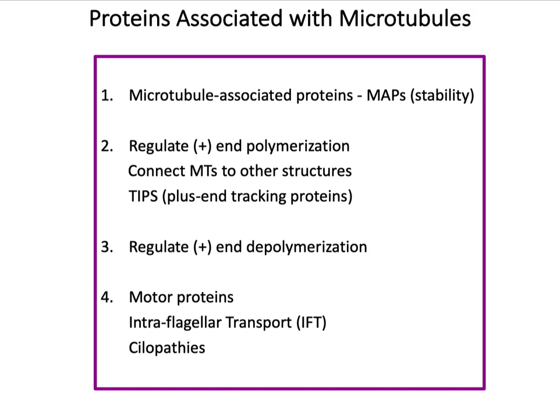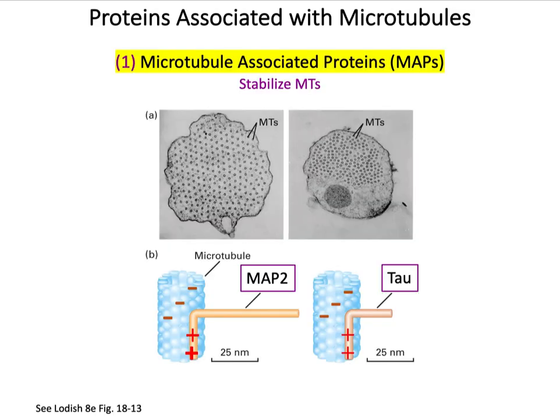Then we are going to look at proteins that regulate disassembly at the plus end, which is necessary during cell division. Finally, we will look at a class of proteins known as motor proteins, and you will remember that motor proteins are those that use the energy of ATP hydrolysis to move along the filament. When we are talking about the motor proteins, we will also consider intraflagellar transport and genetic disorders of flagella known as ciliopathies. So let's start with the first group of proteins, the microtubule-associated proteins, or MAPs.